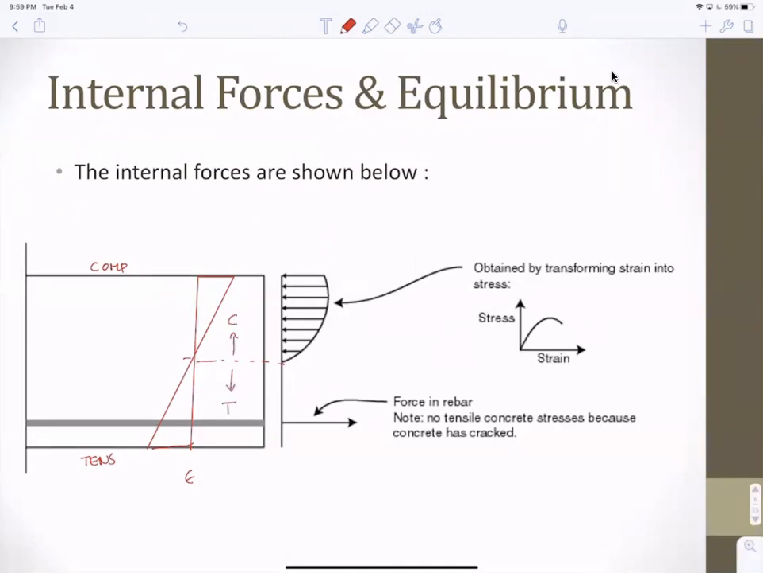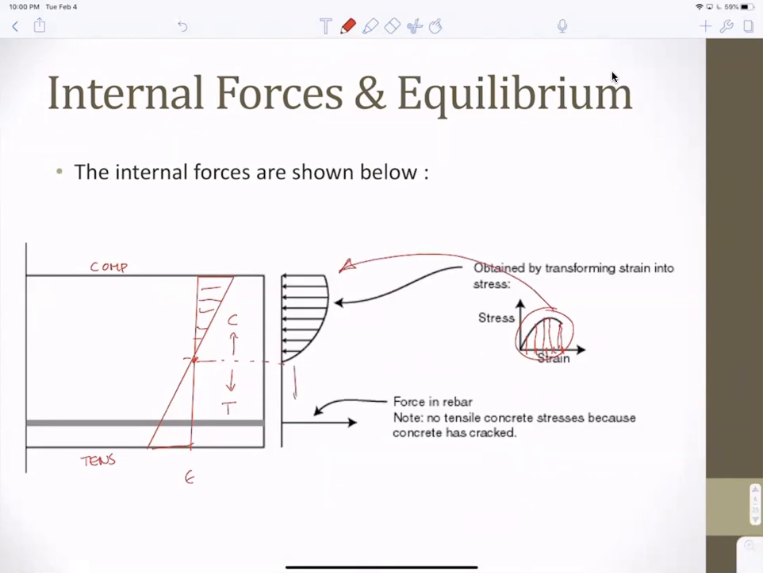What we're going to do is take the stress strain diagram. Here the strain is 0. Here the strain is a certain amount. Here's another amount of strain. You read all these strain values, and then you would get the stress values. If you convert the strain into stress, this picture here just gets flipped onto there. So that's what the stresses would look like in the compression zone of the beam.